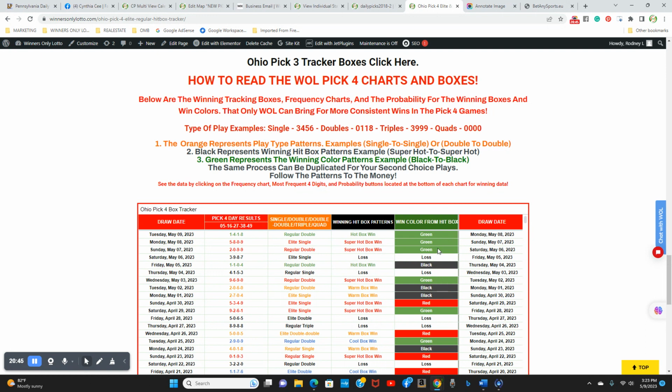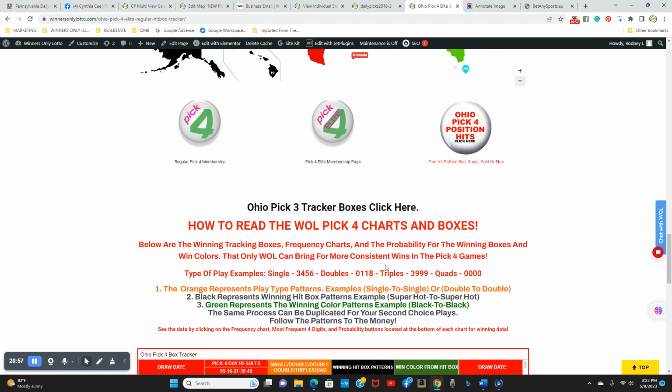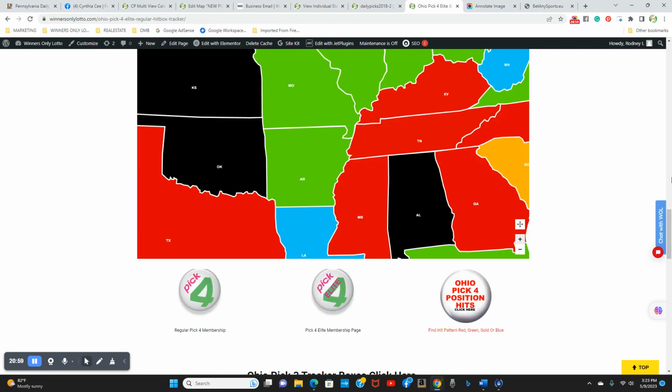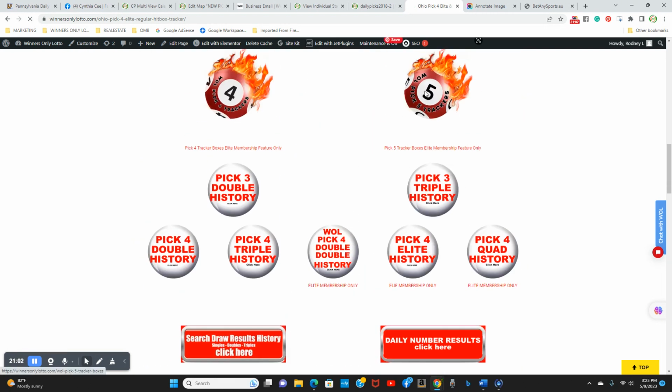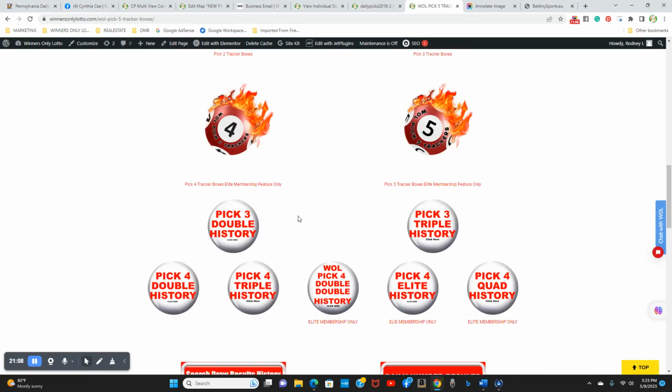And I had lots of money lined up. And this is telling me what's the trend, whether it's doubles or singles. This is telling me the trend. Everything is right here for you guys. Now, last but not least, pick 5 tracker box. Pick 5 tracker box. Watch this. Ohio, let's scroll down.